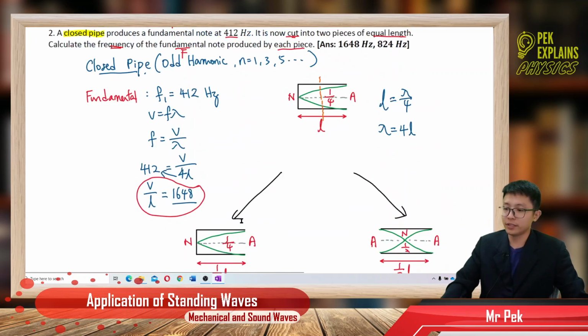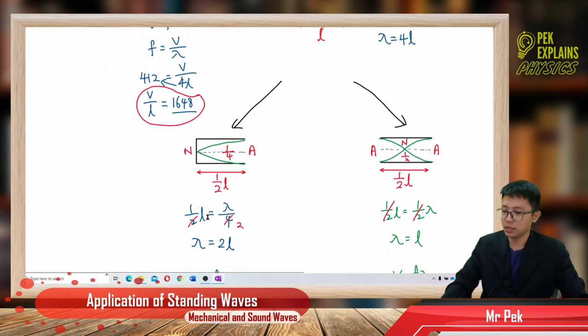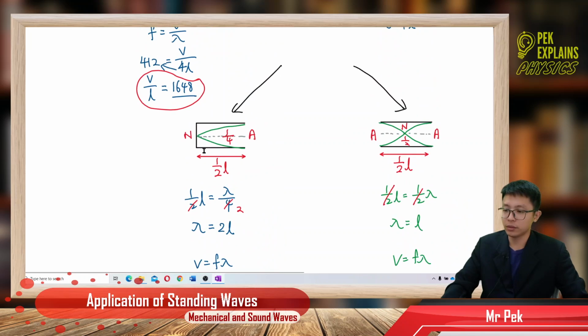Okay, so very simple. Just remember to draw the diagram. From there, you get the length of the pipe in terms of lambda, and then you apply V equals F lambda to find the frequency, and you can find it for all. Just remember to know the shape of the fundamental mode, then you are good to go.